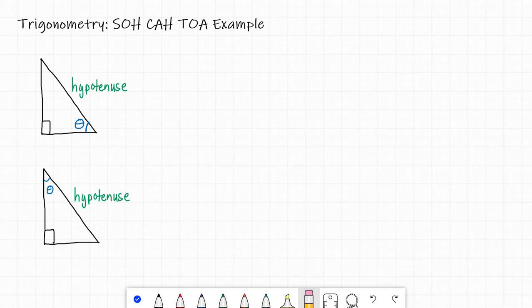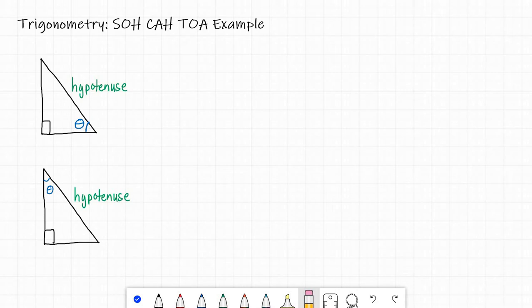So I've drawn an example here, and I've already gone ahead and labeled one of the sides as the hypotenuse. The hypotenuse is always exactly across from that right angle. It's the longest side in the triangle, and it's always directly across from the right angle. So that's always the hypotenuse. And commonly this gets referred to as H because it starts with the letter H. Then also in the triangle, we're going to have two other sides, and those are called opposite and adjacent.